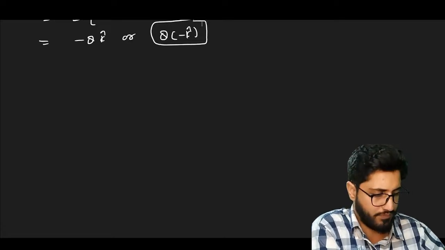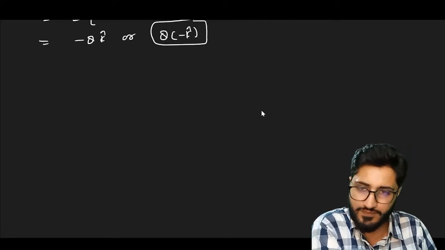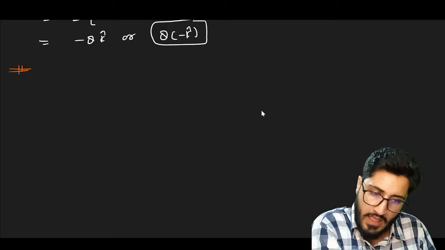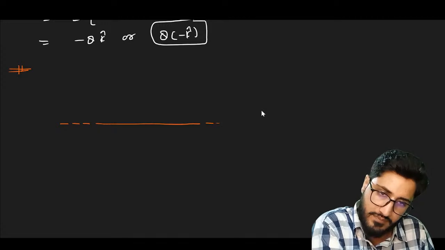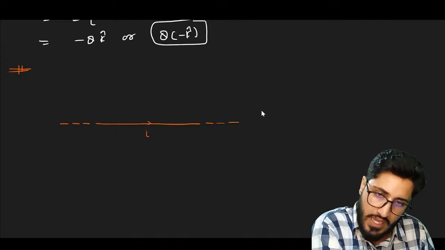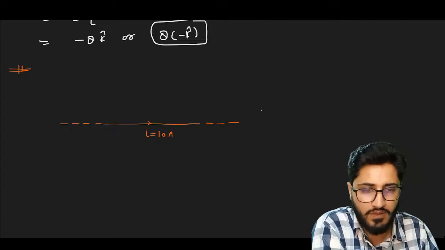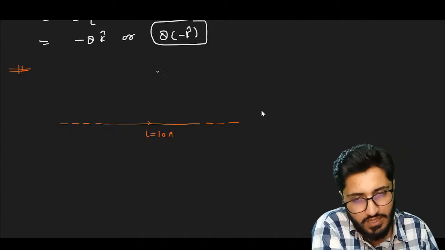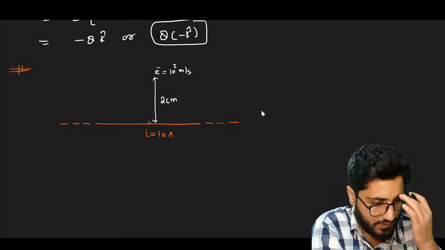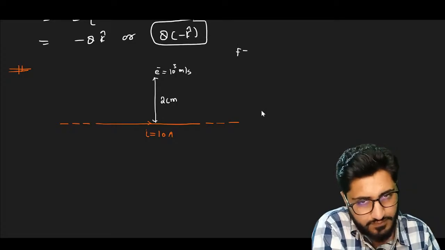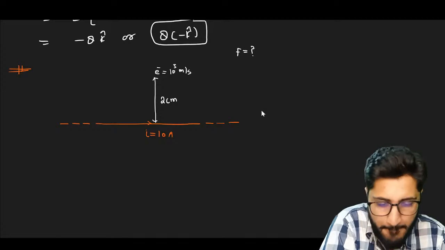So, let us suppose we have an infinitely long wire. Current I is flowing, and I is 10 ampere. We have an electron here. The electron's speed is 10 to the power 5 meter per second, and it is 2 centimeter apart from the line. Now, find the force.